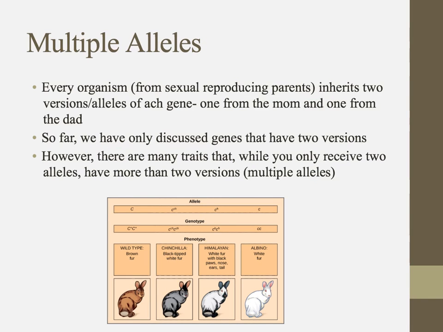All right, now so far I've just been oversimplifying things. So let's back up here. We know that every organism inherits 2 alleles. So we always get 2 alleles, but so far we've only discussed genes that have 2 versions: short, tall. However, most traits have more than 2 versions of an allele. You still only inherit 2, but there are a bunch of different versions to choose from, and that's what we call multiple alleles.